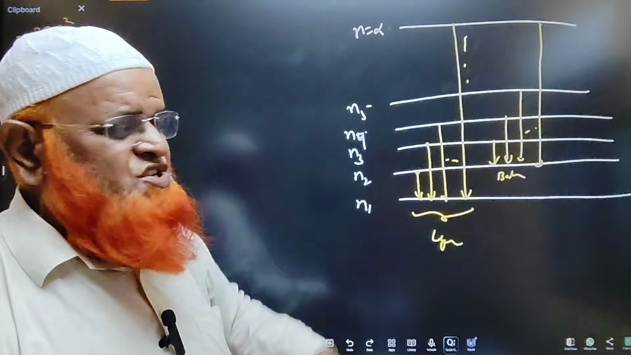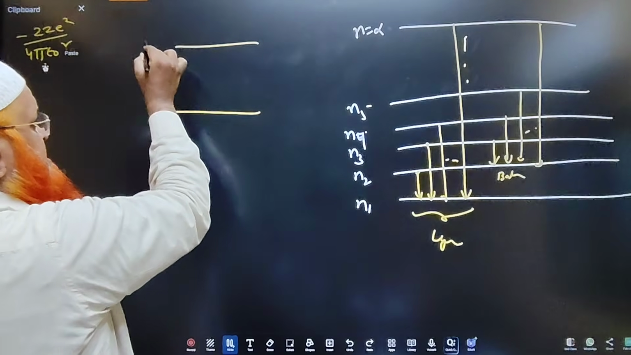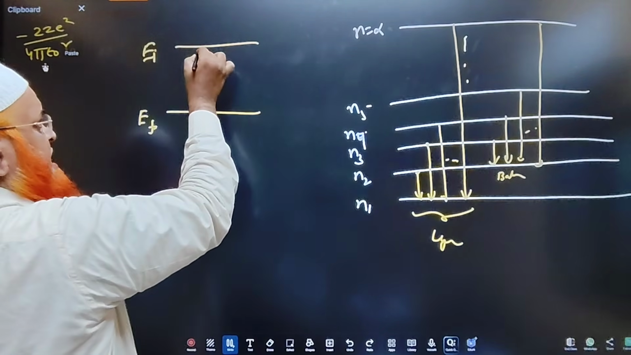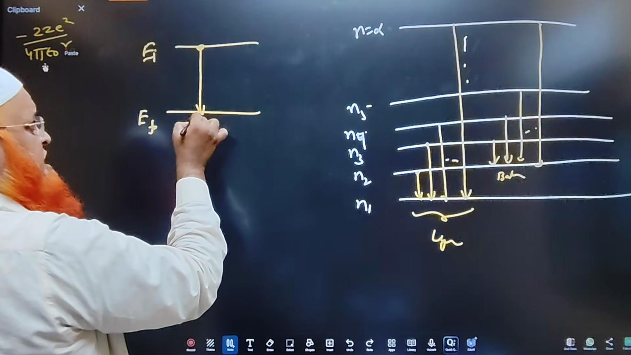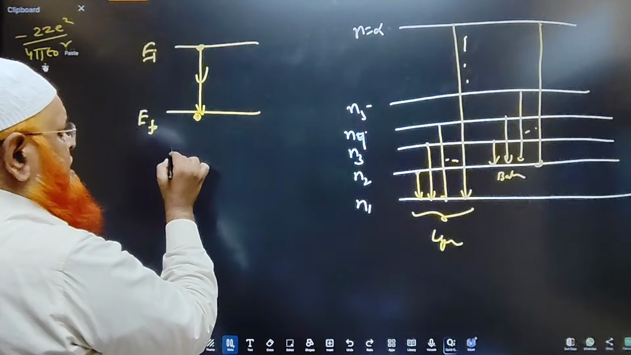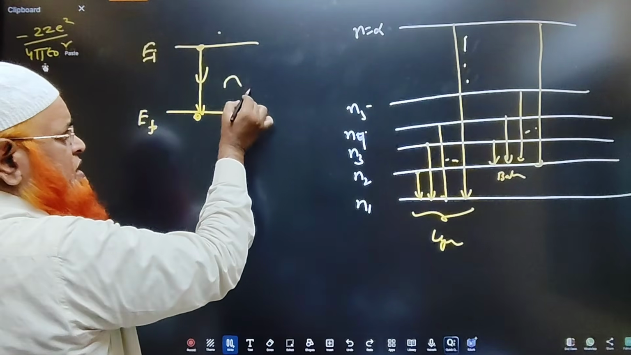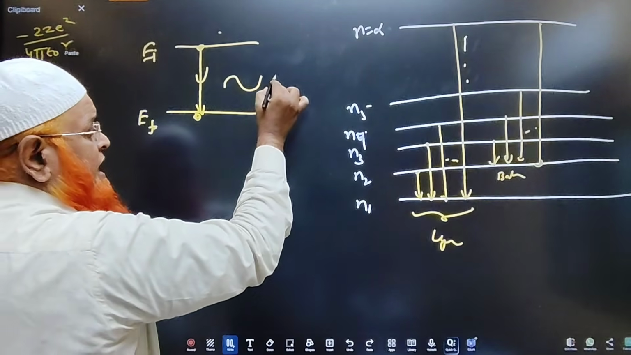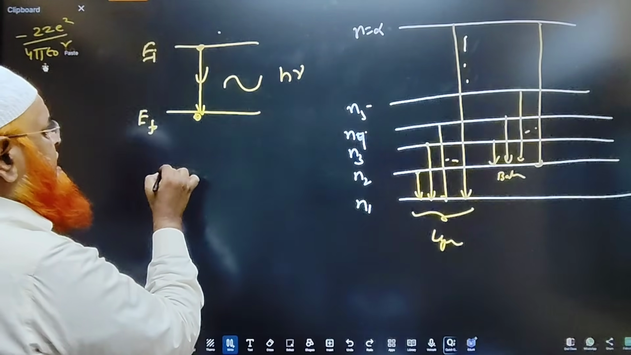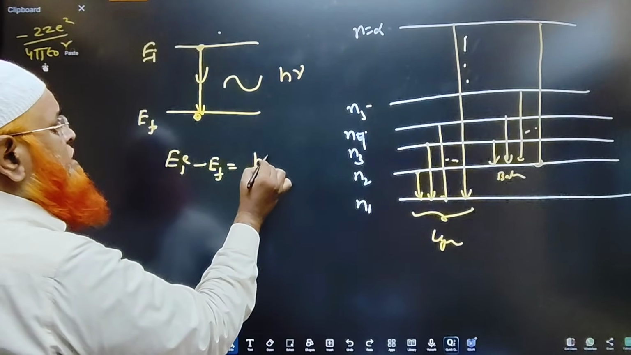So how does this transition take place and what is the formula for that? First, what is this? This is E initial. And what is this? E final. One electron jumps from the higher level to the lower level. Whenever an electron jumps from a higher energy level to a lower energy level, one photon is released. And this photon has the formula E equal to h nu, that is, E initial minus E final is equal to h nu.